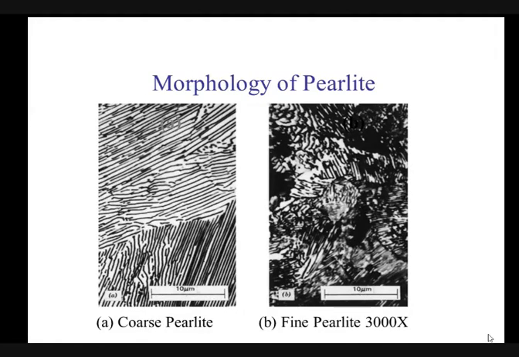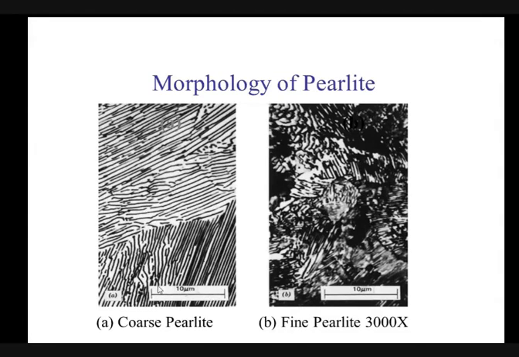Okay, so in the previous lecture we discussed the TTT diagram, particularly for a eutectoid steel. Also, we discussed how the pearlitic transformation starts. In the previous session, we also discussed coarse pearlite and fine pearlite.